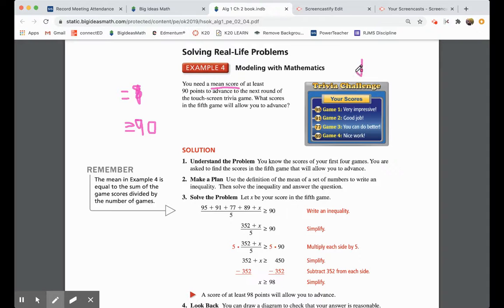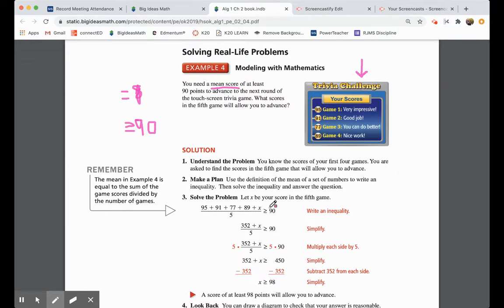They're talking about these scores here, the trivia challenge. In game 1, very impressive, they had a score of 95. Game 2 was a score of 91. Game 3 was a score of 77, and Game 4 was a score of 89. So we're trying to figure out what score they would need in the fifth game to have a score of at least 90.